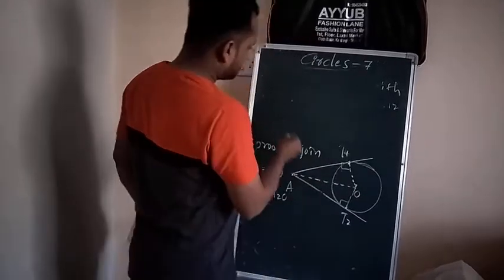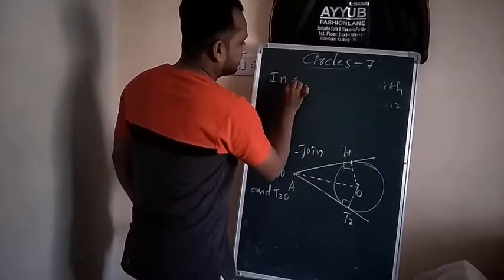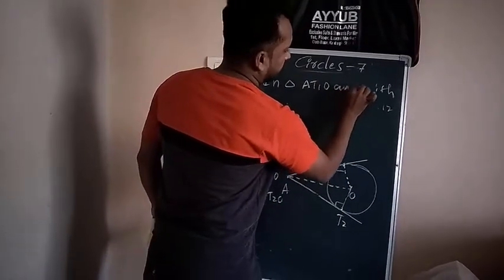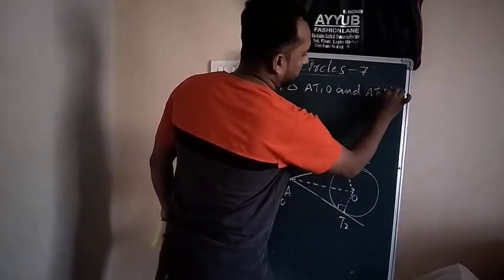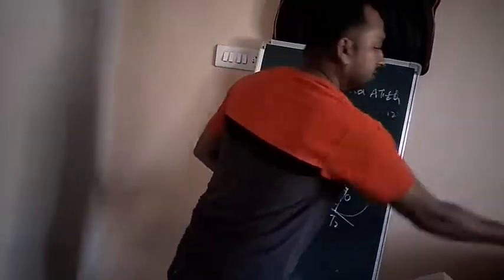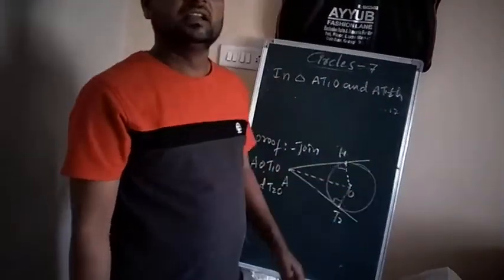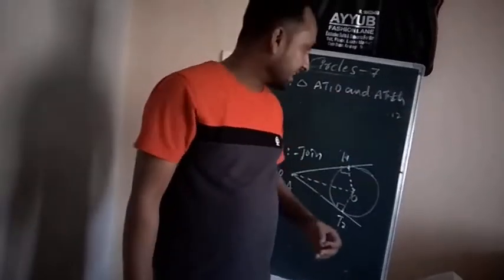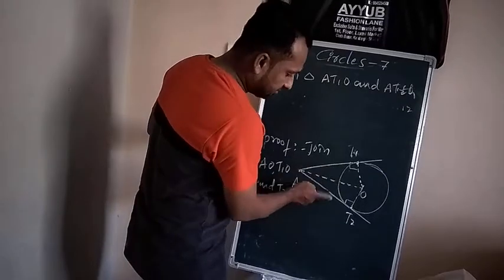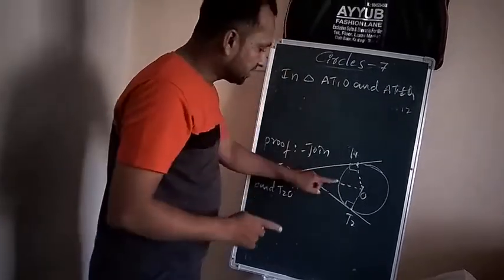Now see, in triangles A T1O and A T2O, take these two triangles. I think you learned in the previous year about the congruence of triangles. Now by taking these two triangles, can you tell me which parts are equal in these two triangles?